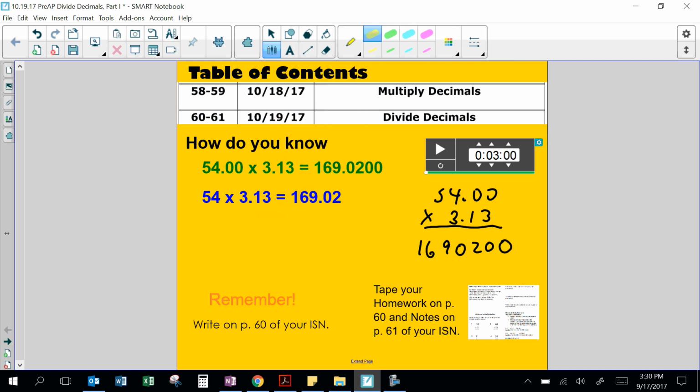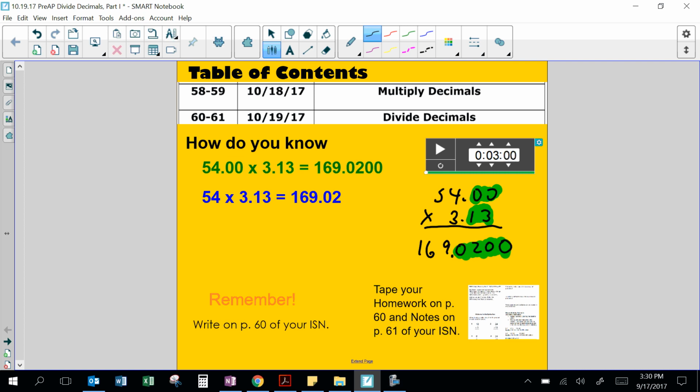If you are going to line up the decimal point, you need to count the places behind a decimal point. There will be four places behind a decimal point. Hence, the decimal here will go between the 169 and the 0 to 10 thousandths.